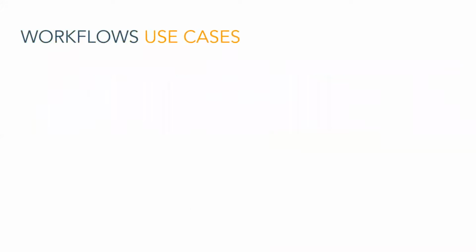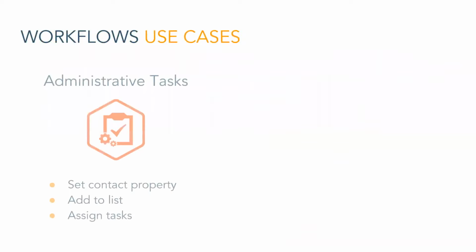So there's typically two reasons why you would use workflows. The first one is for administrative tasks. So these could be to set a contact property, update a contact property, clear a contact property. You might want to automatically add people to a list, or you might want to assign tasks. So these could be tasks that you maybe hand over to your sales team. So you can automate almost all of these administrative tasks. So any of those repetitive tasks that you want to automate.